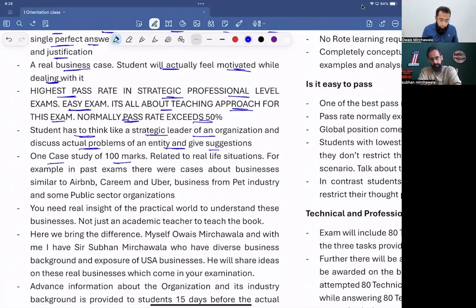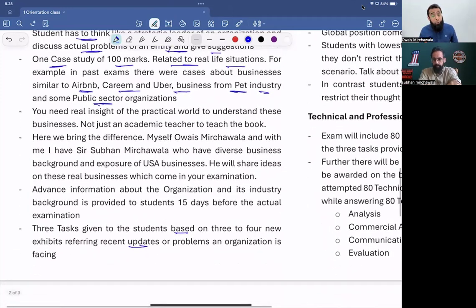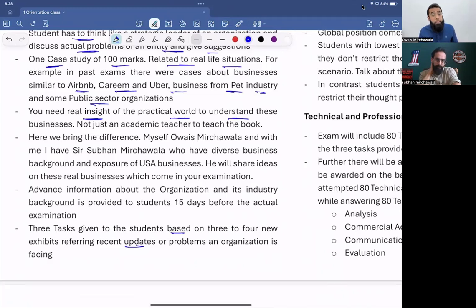One case study, 100 marks, related to real life situations. We had cases about Airbnb, Careem, Uber, that industry, public sector organizations. He just changes the name and you can relate it and say, okay, he's talking about this entity. I can feel it. But you can feel it if you have explored that industry in the past. Since we are bringing that business expertise, maybe you cannot feel it on your own, but we'll be helping you understand that case in a much better manner. You need real insight of the practical world to understand these businesses, not just an academic teacher to teach the book.